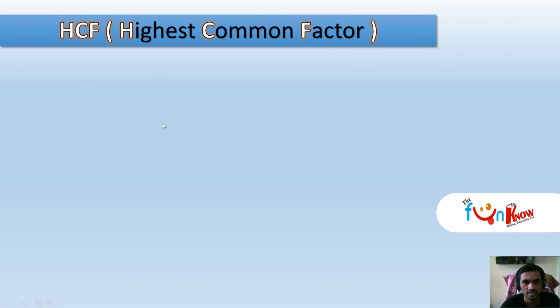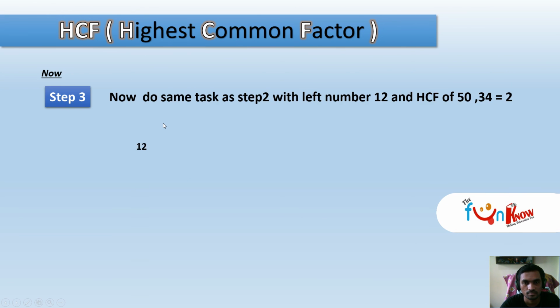Now that we have found that, we are supposed to find out the HCF of all the three numbers. So one number still remains, the number 12. We are supposed to do the same technique on number 12. We take number 12 and we use the previous number, the HCF of 50 and 34, which we got as 2, and we divide 12 by 2. So 2 multiplied by 6 is 12. So you get 0. So this problem is ended over here.